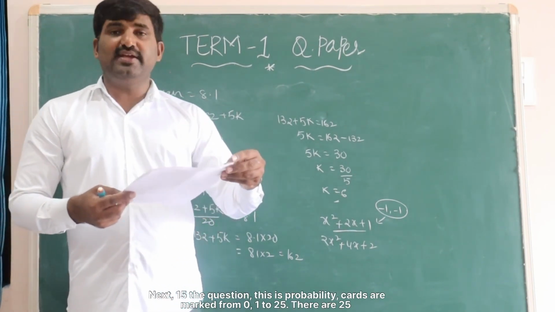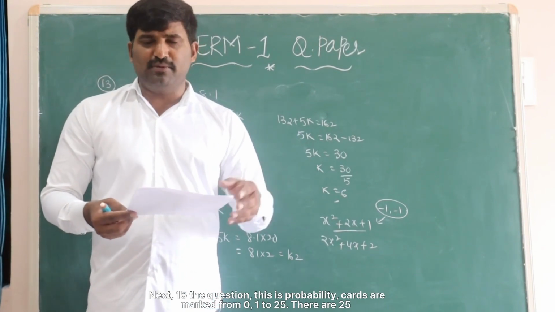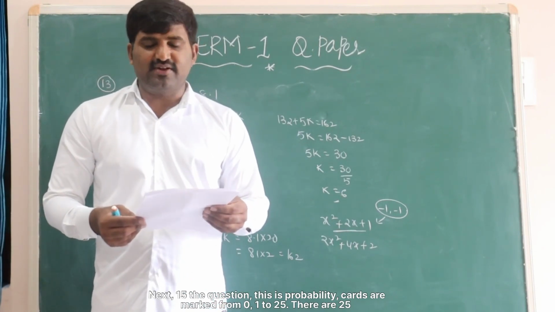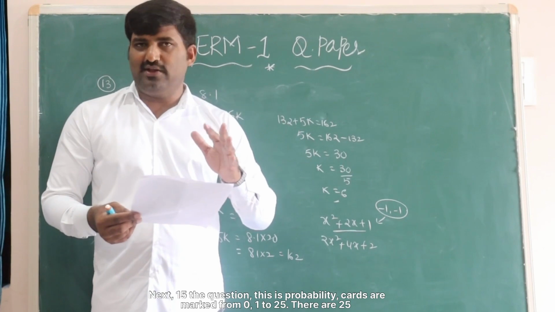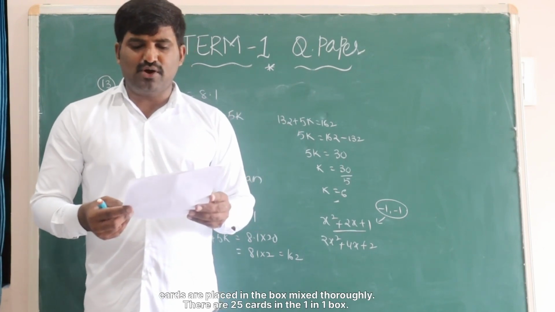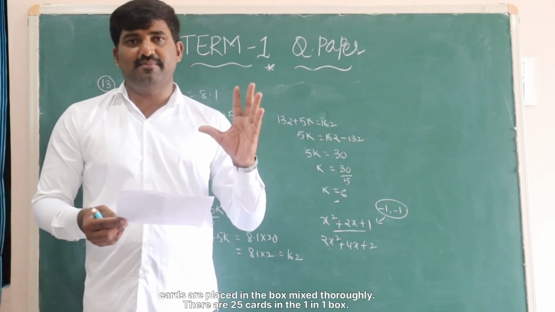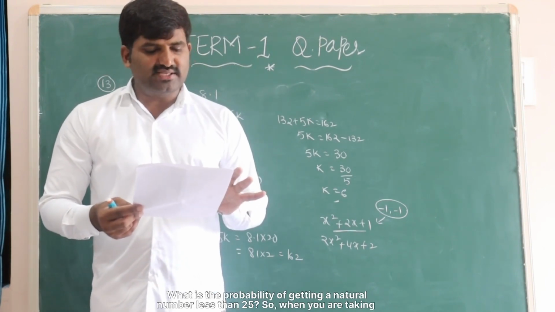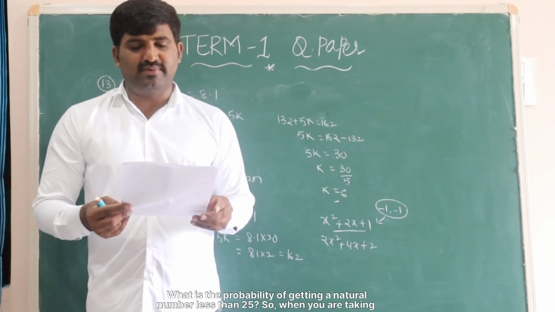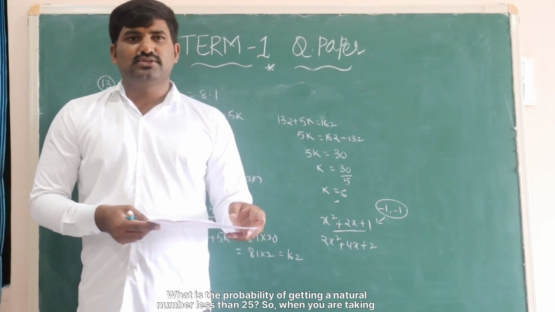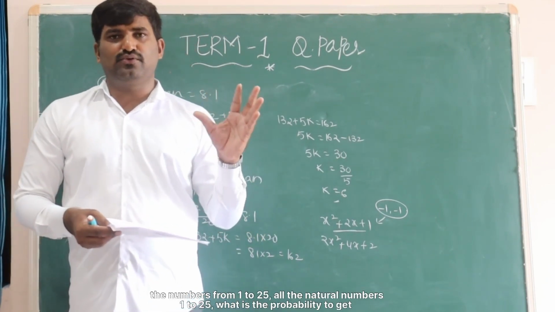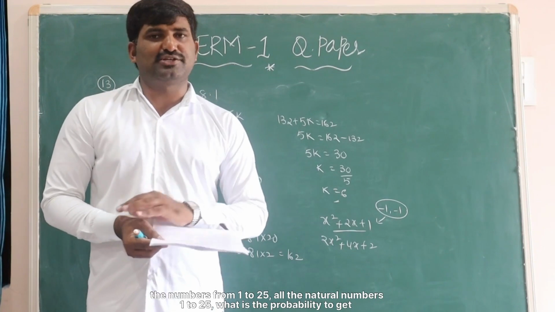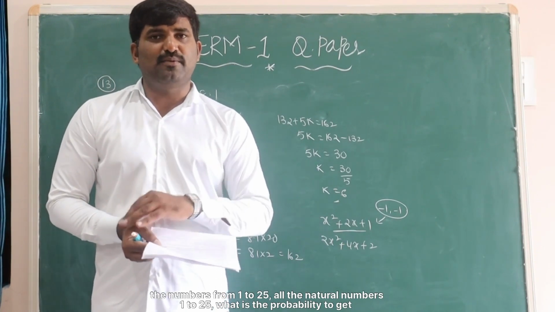Next, the 15th question. This is probability. Cards are marked from 1 to 25. There are 25 cards placed in a box and mixed thoroughly. What is the probability of getting a natural number less than 25? When you are taking the numbers from 1 to 25, all are natural numbers.